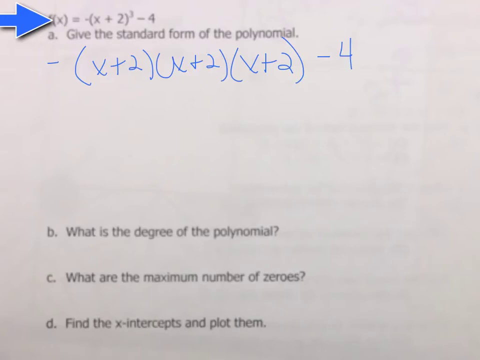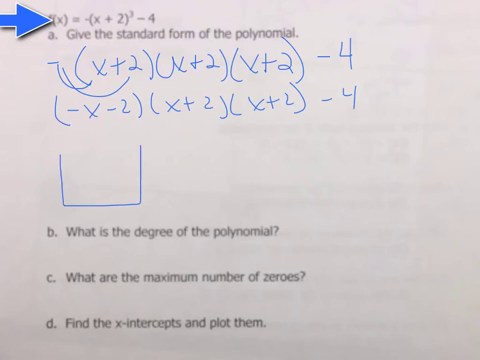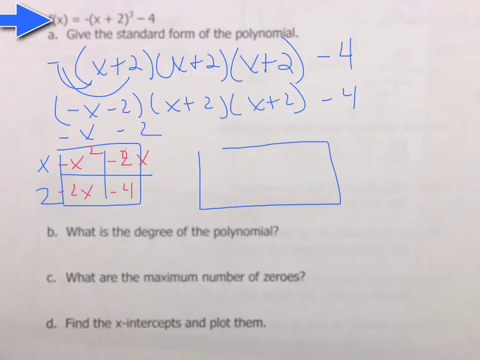So let's go ahead and factor this out. I like to distribute that negative to my first term. So negative x minus 2 times x plus 2 times x plus 2 minus 4. I'm going to have a box here with negative x minus 2 and x plus 2. And I'll fill in the box with negative x squared minus 2x minus 2x minus 4.